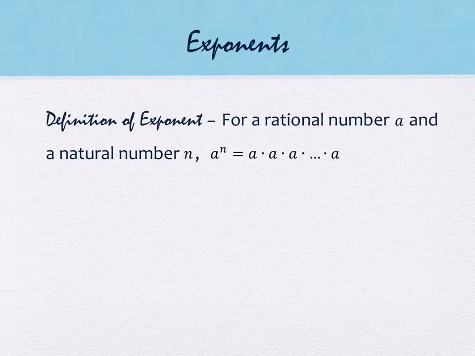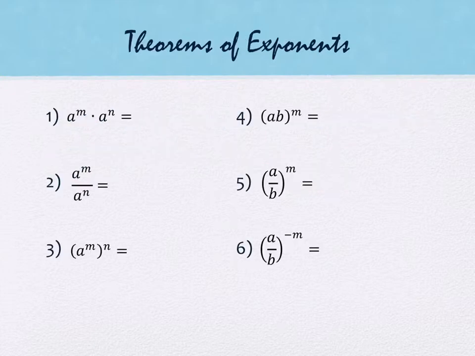For a rational number a and a natural number n, so remember natural just means counting numbers like 1, 2, 3, 4, and so on. A raised to the n power is a multiplied by itself n times. That's what exponents actually are. And there are several, we'll call them properties of exponents. They are properties in the sense that they hold true all the time, but they're not just like somebody told them to you, it works this way, and you have to believe them. They're all things that I'm going to show you why they work. So that actually makes them theorems because they are provable.